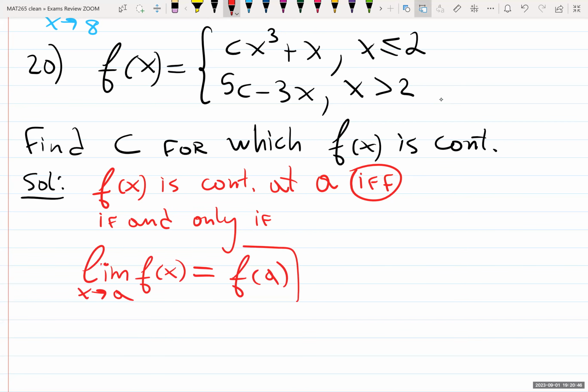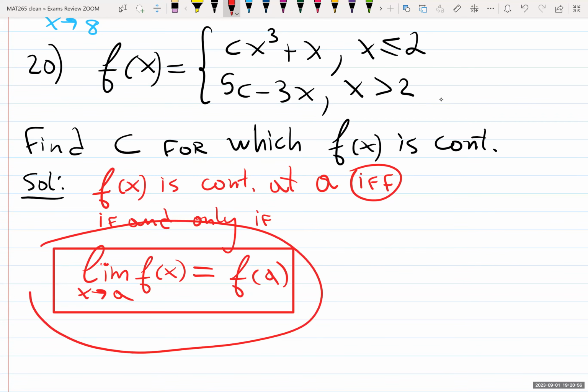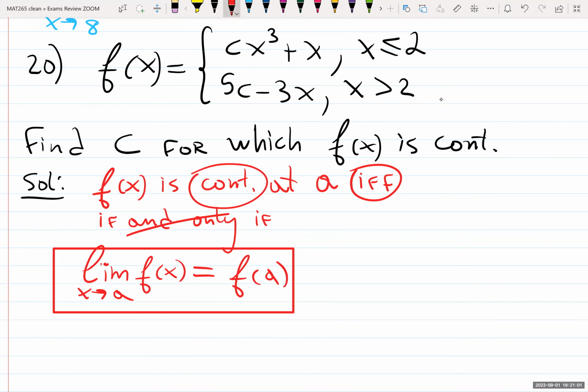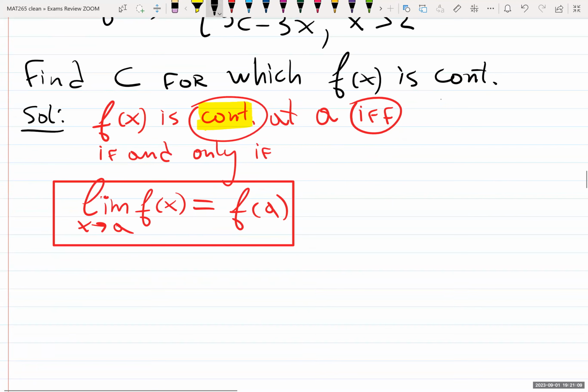So there are 3 steps here. Make sure that the limit exists by finding left and right. Make sure f of A is defined, and then it should be the same number, because if it's not, maybe the whole. So if and only if means when this happens, the function is continuous, and when the function is continuous, this happens. So it goes both ways. That's what it means to be if and only if. And only in American notation has IFF, which I like a lot.